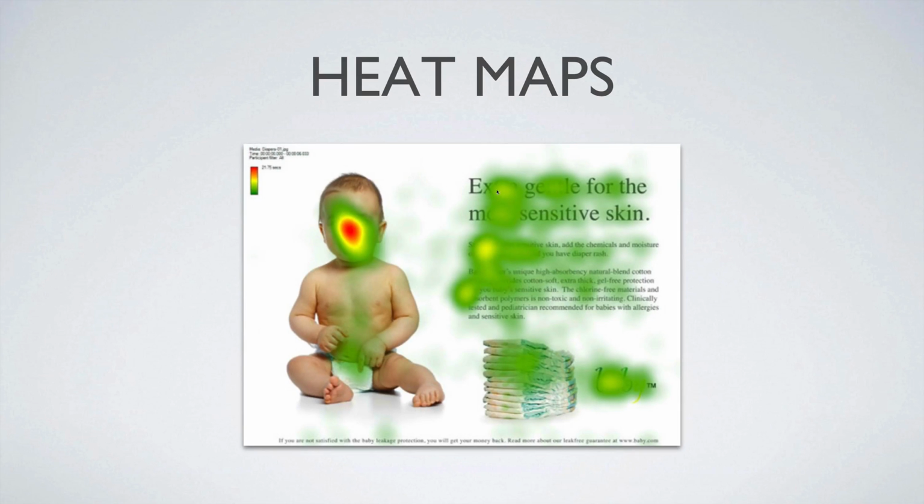Then we can see extra gentle for the most sensitive skin. Extra gentle seems to have quite a lot, and then we start reading the first part here, but people don't seem to read much more. There's not much time devoted to this last sentence at all. Most of the effort is placed on this first part here. This logo down the bottom right hand corner seems to get quite a lot as well. So this is a heat map. It's a matrix of data. We have the amount of time spent on each portion of the screen broken up into X and Y values.